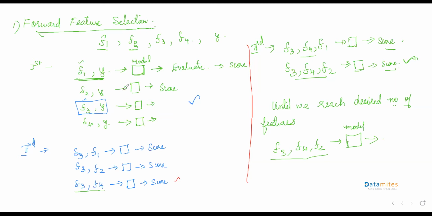So let's say when you have 100 features and you want to have, let's say, 20 features from it. Until we get 20 important features, this process will be done. It is going to keep on adding one feature until it gets the first 20 important features, and it will give you the best 20 features for creating the model. So this is how forward feature selection works.